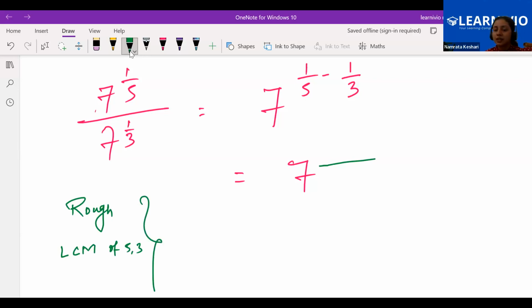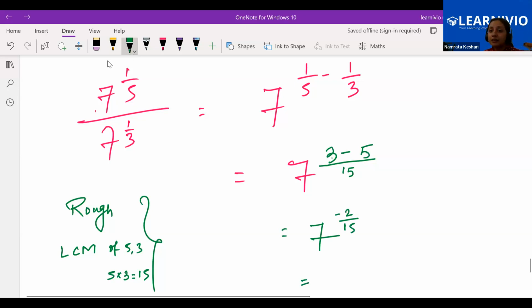What is the LCM of 5 and 3? 15. Okay, here there is no common factor. Whenever there is no common factor, multiply to get the LCM, so that is 15. How many times is it 15? 3. The numerator will have 3. Perfect. What will be there in the other term? 5. So 3 minus 5 is minus 2 by 15.